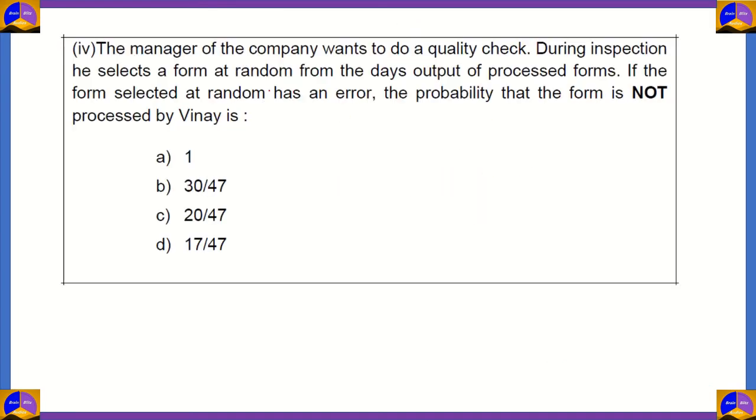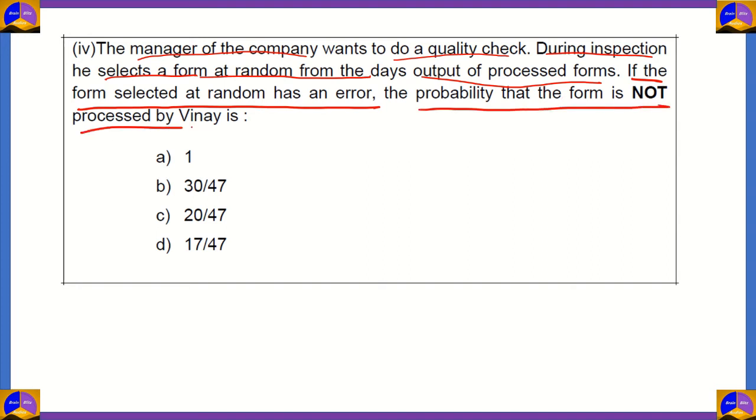Now the next question is, the manager of the company wants to do a quality check. During inspection, he selects a form at random from the day's output of processed forms. If the form selected at random has an error, we need to find the probability that the form is not processed by Vinay. Once again, you see that the "not" is highlighted. So here we have to do some tweaking.